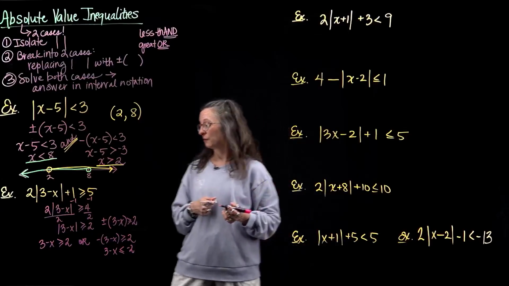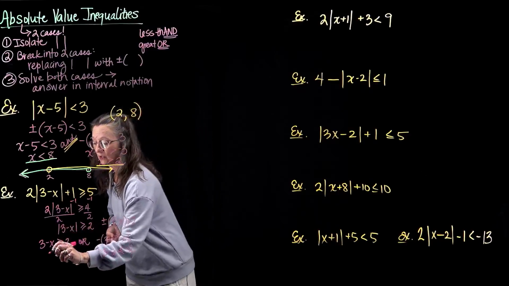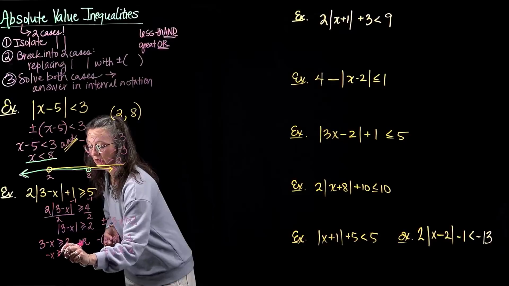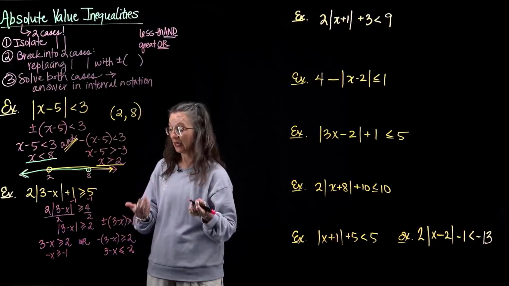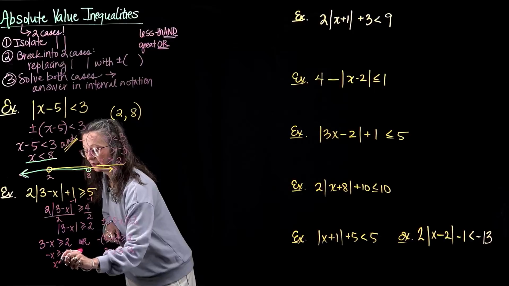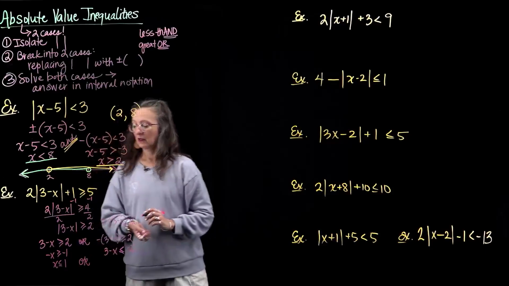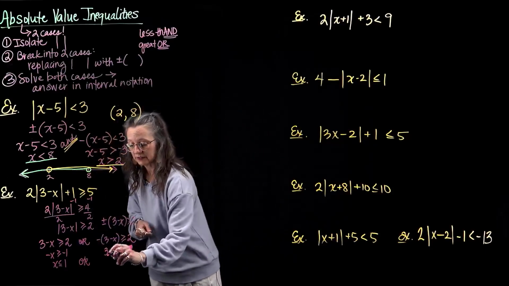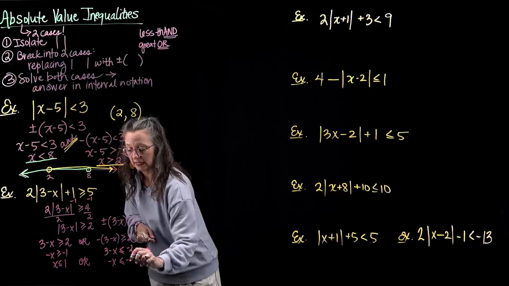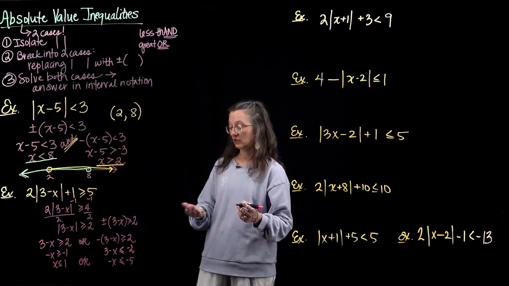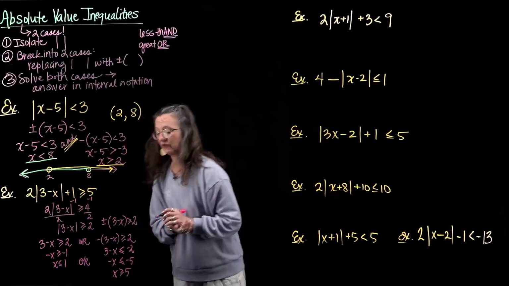All right, let's solve them both. So I'll subtract 3 from both sides. So I have negative x greater than or equal to negative 1. Divide by negative 1. I have x less than or equal to 1. For the second one, again, I'll subtract 3. So I have negative x less than or equal to negative 5. Multiply by negative 1. I have x greater than or equal to positive 5.